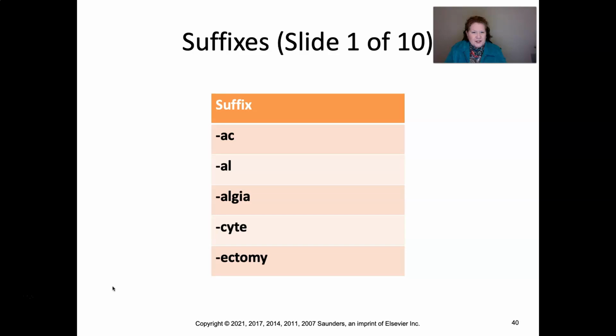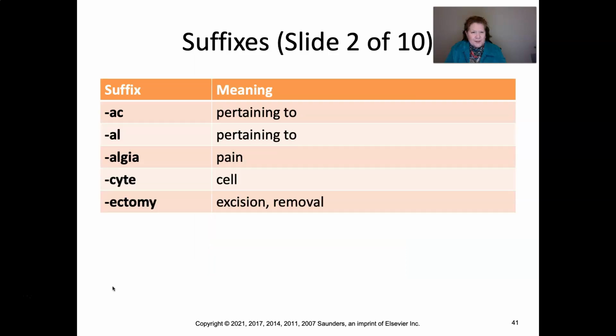And here are some suffixes you need to start getting used to. Ac, al, alga, site, ectomy. And this tells you what they mean. And one of the things that you're going to want to make note of is that sometimes, as with ac and al, they have the same meaning. So don't be fooled. You need to know that those two are interchangeable in some ways. They mean the same thing.